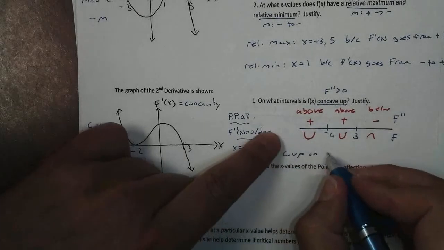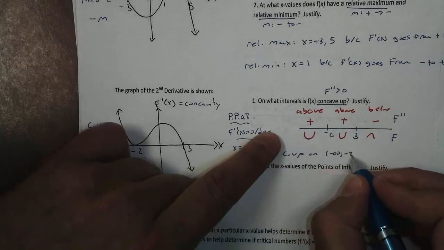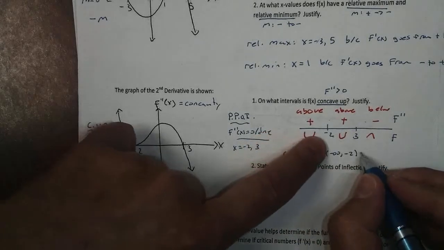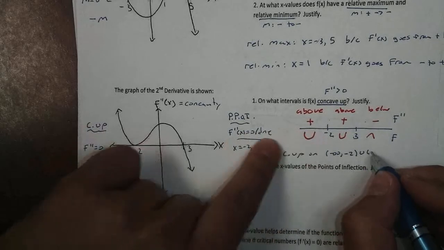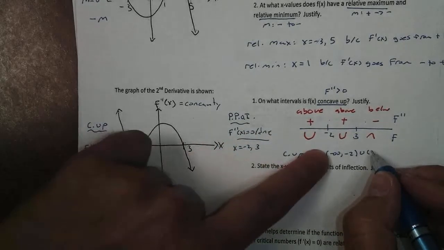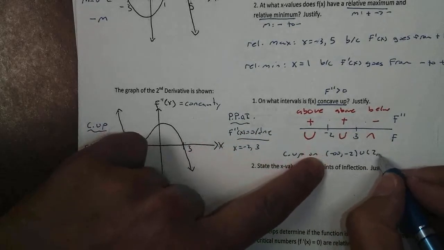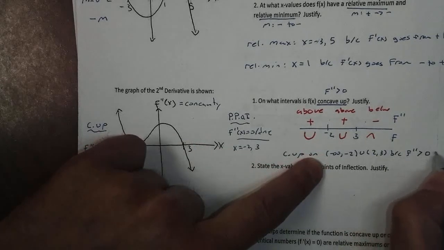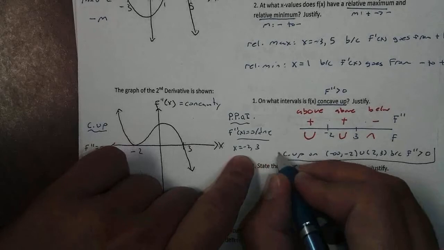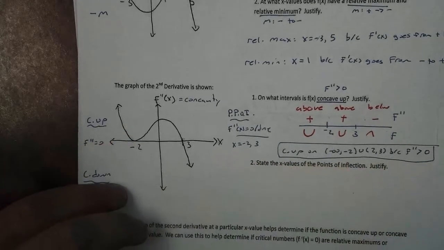On negative infinity to -2. But you got to stop at -2 because that's a possible point of inflection, and it stops there. It's actually equal to 0 there, so it's not up or down. And then from 2 to 3, and that is because the second derivative is positive there. And that's where we're concave up.